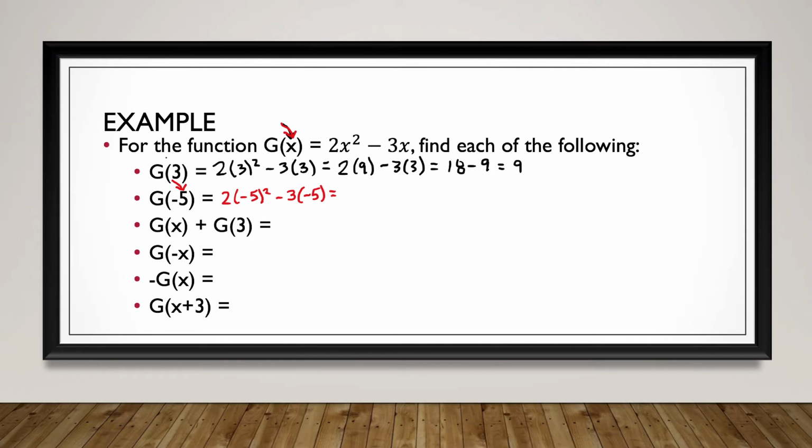And again, we'll work it out. Exponents first. So negative 5 squared is going to be 25. So we've got 2 times 25 minus 3 times negative 5. So 2 times 25, we know that that's 50. And then negative 3 times negative 5 is a positive 15. So we add those together, we're going to get 65.